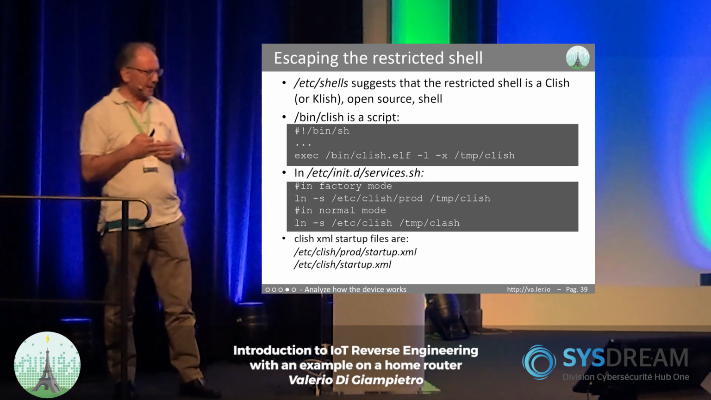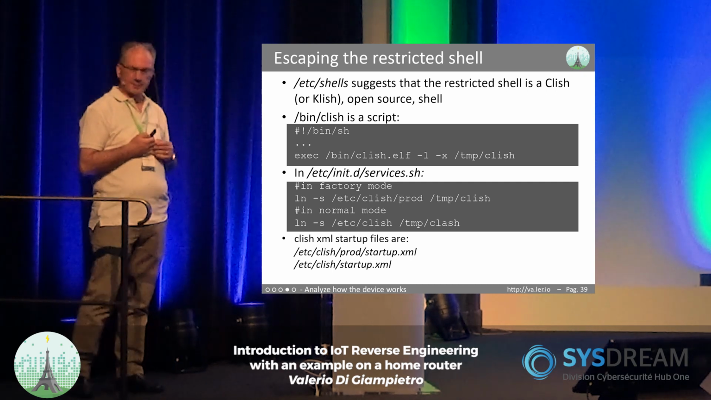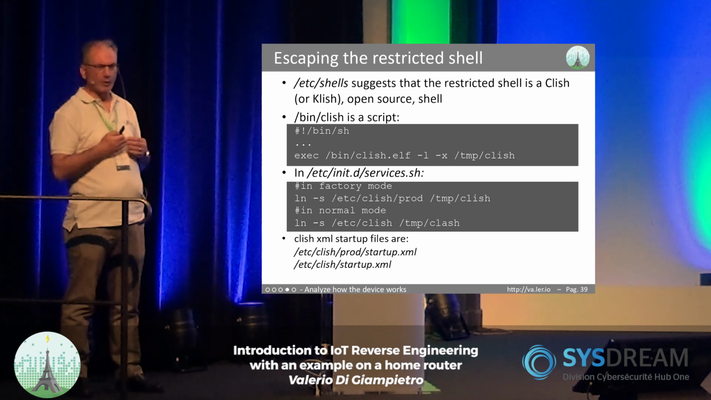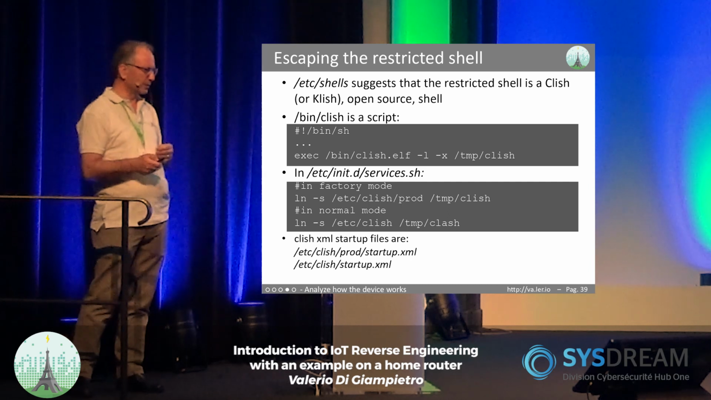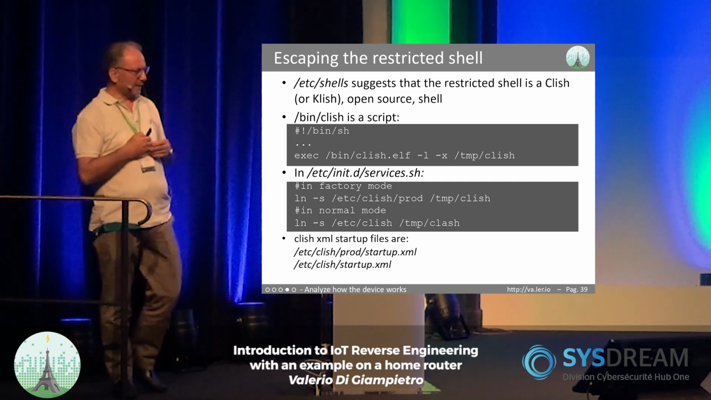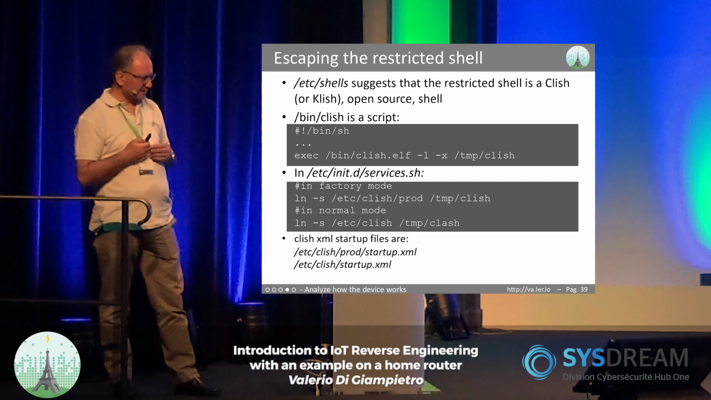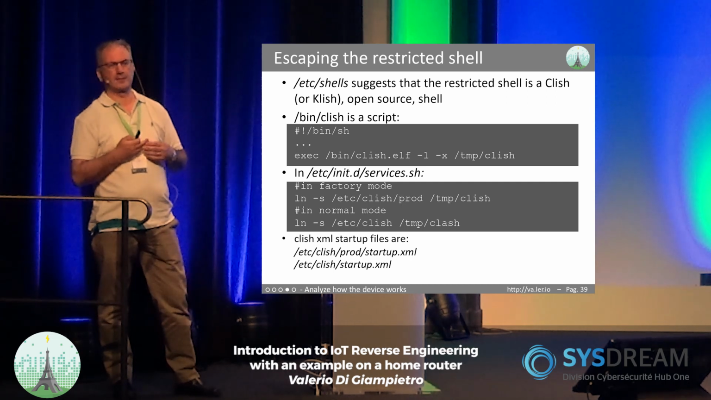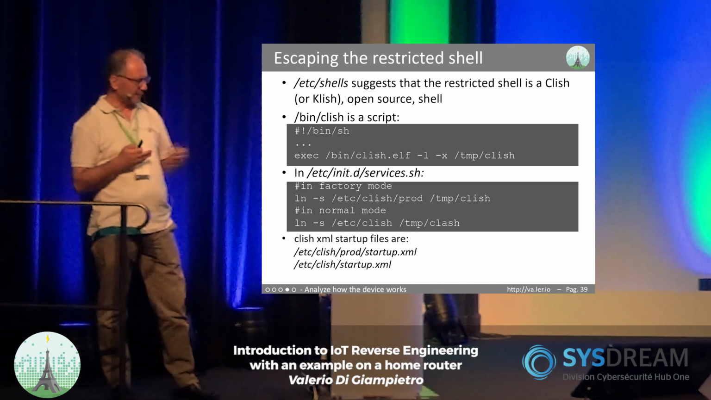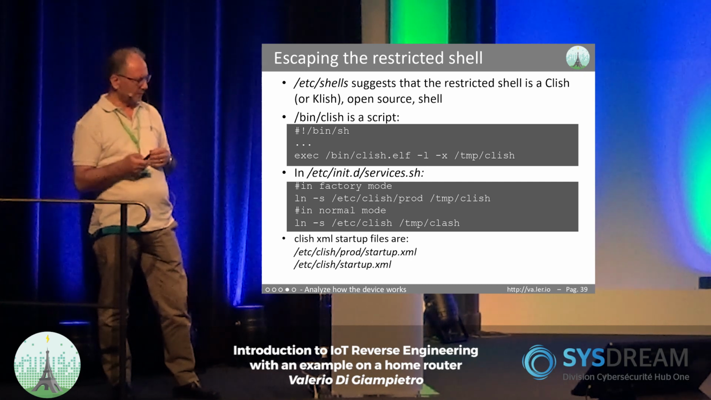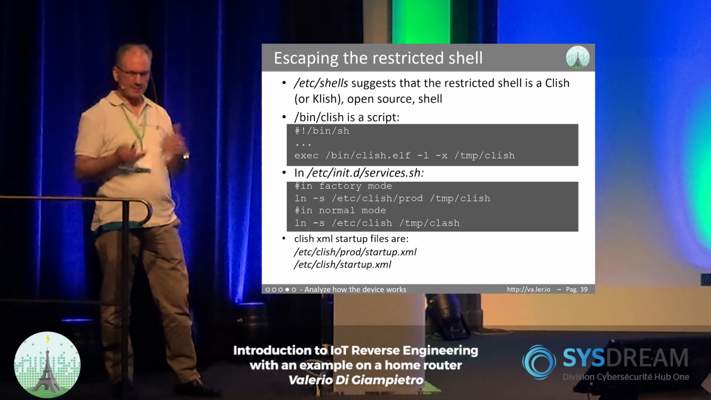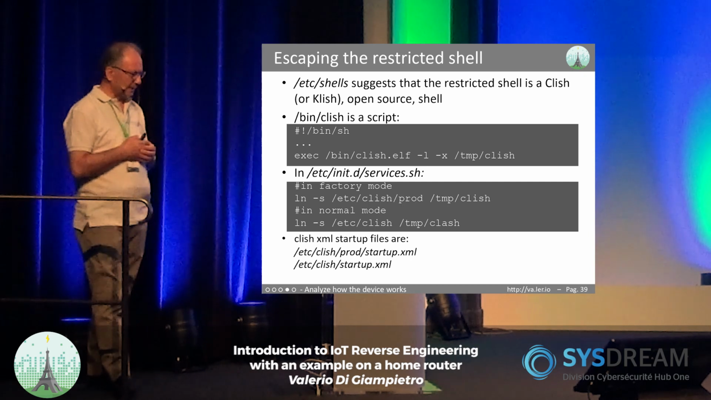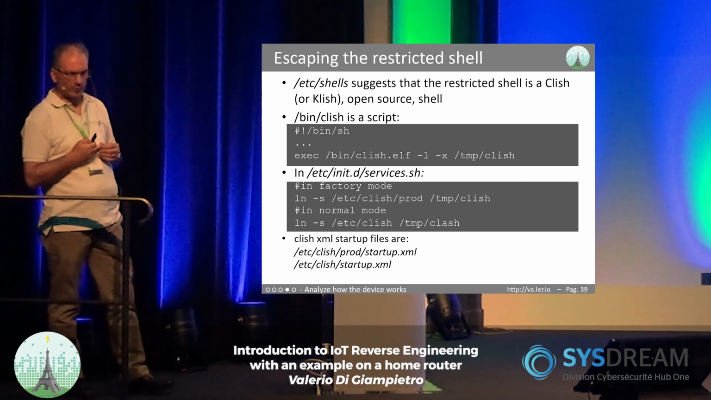Doing some file system analysis, we can understand that this restricted shell is based on an open source project called Clish. Analyzing the startup script, we can understand that the configuration files are located inside the /tmp/clish directory, and this is a link that points to a folder in normal mode and to another folder in factory mode.